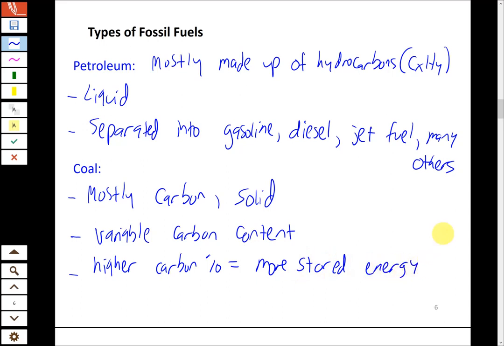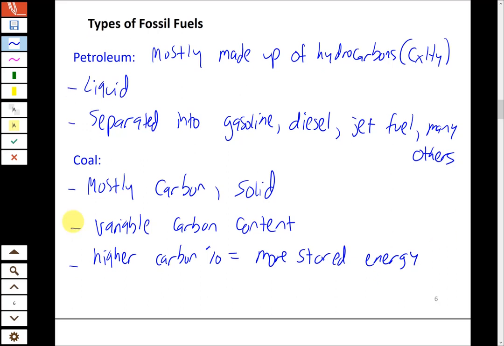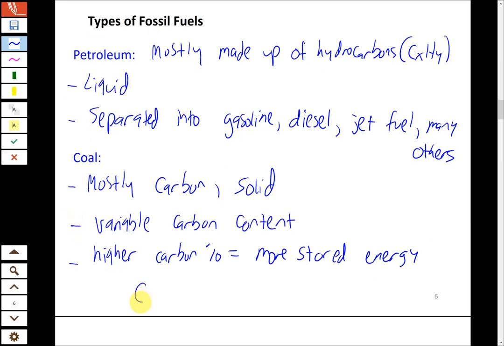So the most energy dense form of coal will be one that has the highest percentage of carbon in it, the one that would then release the most energy when you burn it. And the reason for that is because when you burn coal, what you're mostly doing is you're just combusting carbon to make CO2.